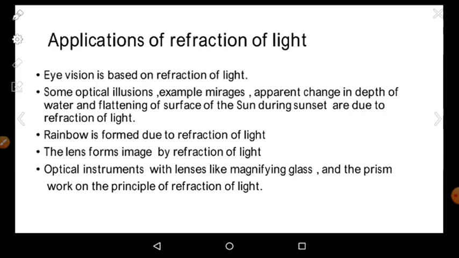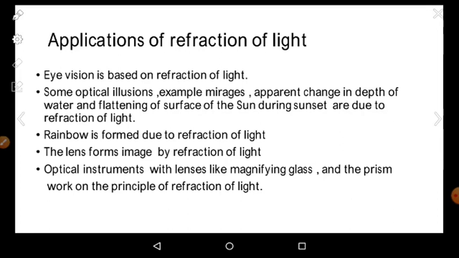In the eye, the retina acts as the camera, and the light is refracted and forms the image of the object that we see. Both reflection and refraction are very useful for eye vision. And we have a few more natural phenomena also.